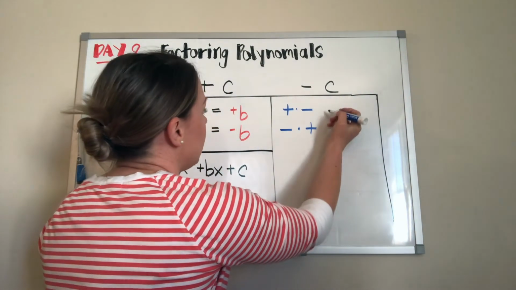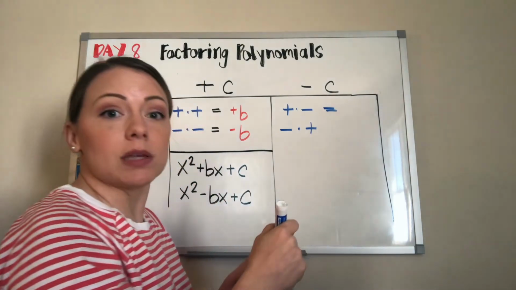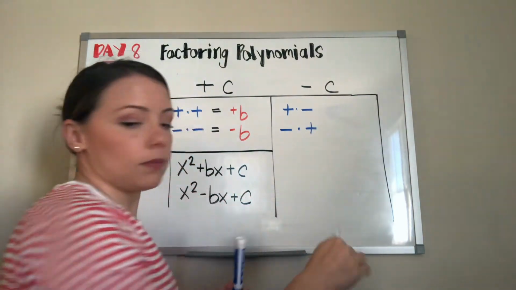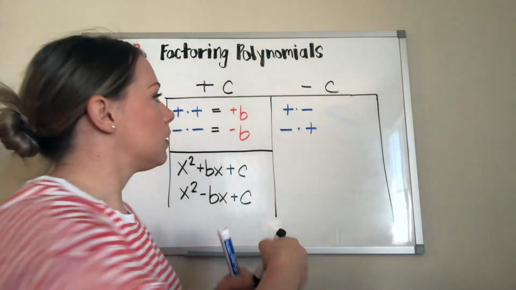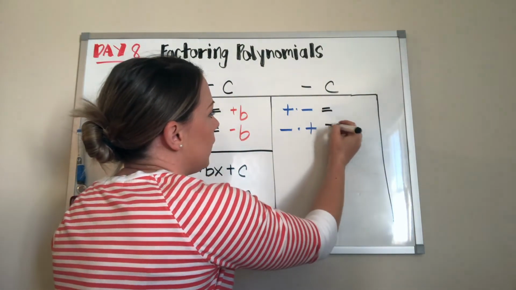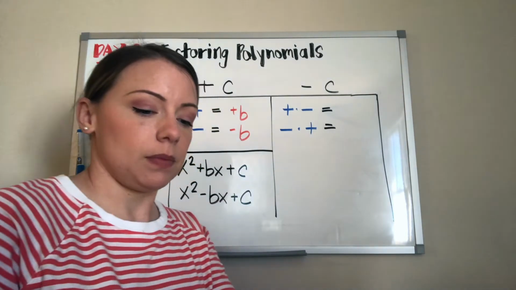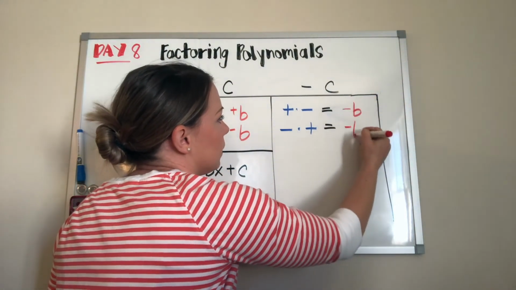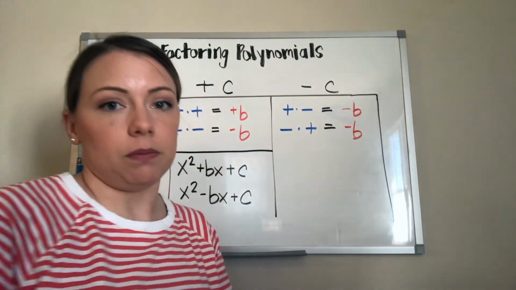So I multiply these together. Oh, and it seems like Ollie wants to talk to you guys. All right, so I multiplied those together. And no matter what, I have a negative b.